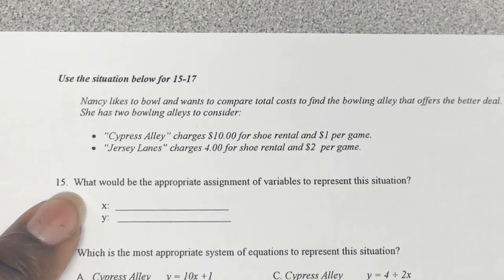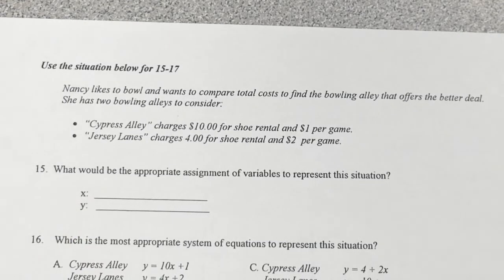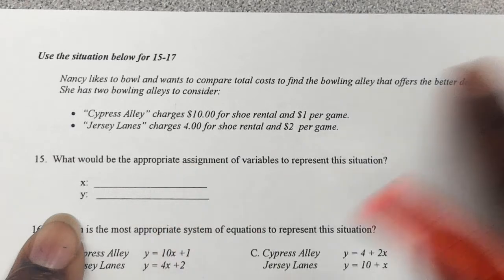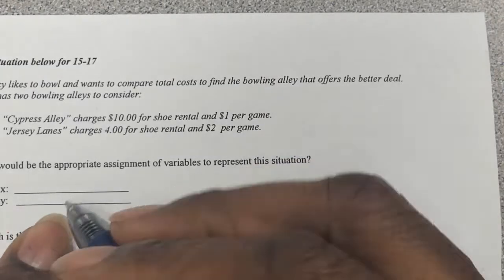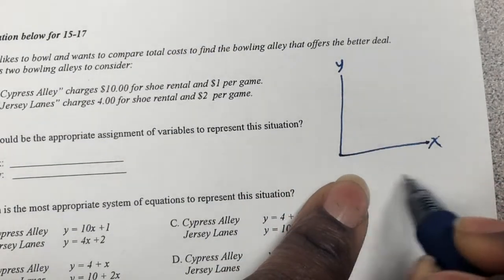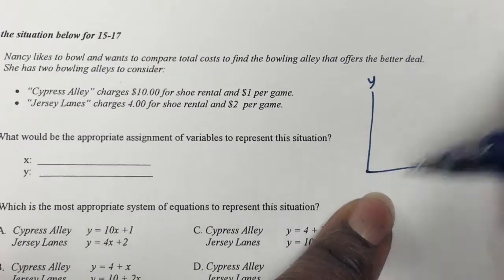This is another one that people get very confused about, which we talked about on the assessment yesterday, is finding the variables. What will be the appropriate assignment of variables? Remember, when we talk about naming the variables, that means if I was making a graph, what would I actually put as my x's? What are my x's called? What are the y's called?